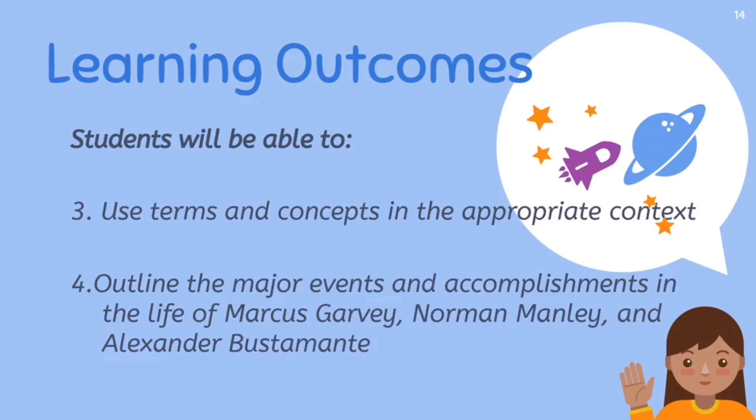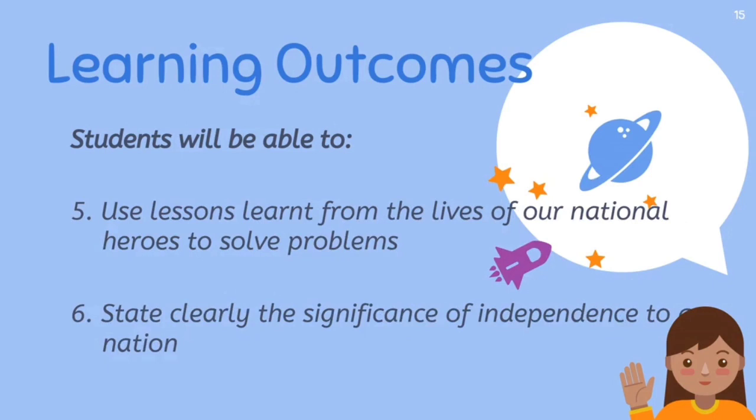You'll also be able to use these terms and concepts in the appropriate context and also outline the major events and accomplishments in the life of Marcus Mosiah Garvey, Norman Manley, and Alexander Bustamante. You should also be able to use lessons learned from the lives of our national heroes that we spoke about to solve problems and state clearly the significance of independence to a nation.